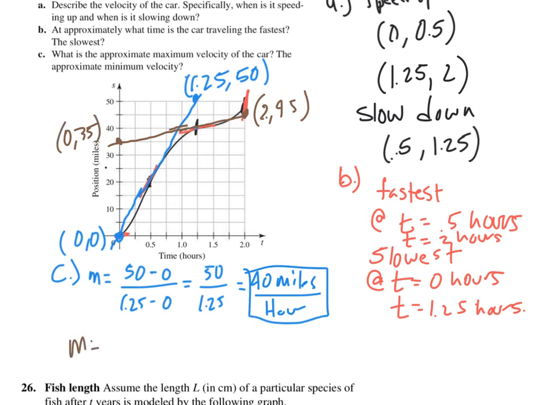And so let's calculate the slope on those points. That's 45 minus 35 divided by 2 minus 0. And so that's 10 over 2. And that simplifies to 5 miles per 1 hour.